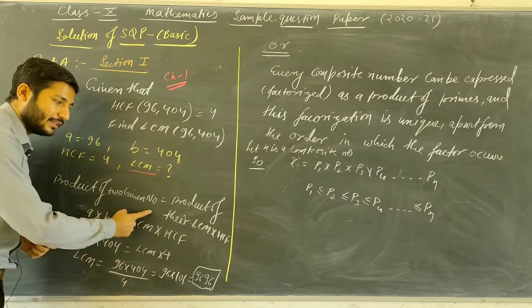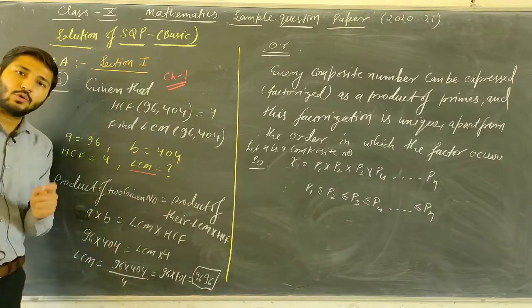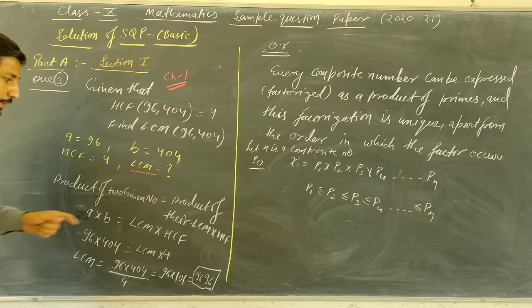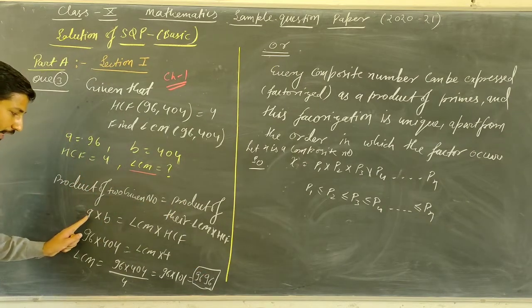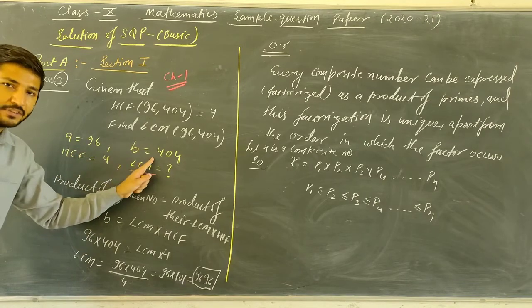Product of two given numbers is equal to, meaning the two numbers that are given to you, the product of these two numbers is equal to the product of their LCM into HCF. Now the value of A and B: here A is 96 and B is 404.